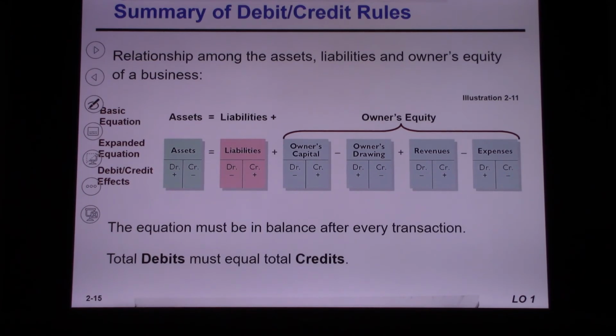So the relationship among the assets, liabilities, and owner's equity of the business will be as you see. The basic accounting equation is assets equal liabilities plus owner's equity. And the expanded equation is assets equal liabilities plus owner's capital minus owner's drawing plus revenues minus expenses.